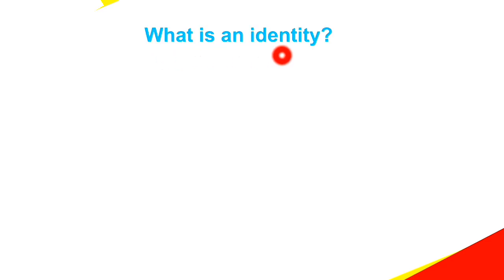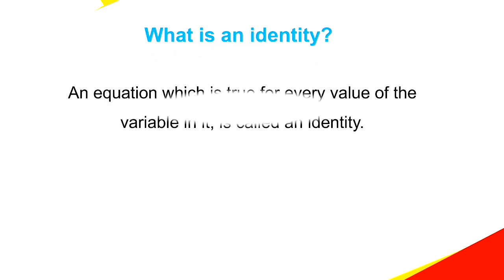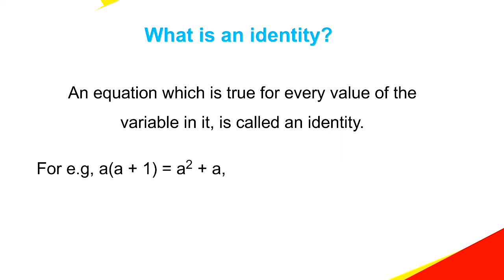What is an identity? An equation which is true for every value of the variable in it is called an identity. For example, a into a plus 1 is equals to a into a, what can we get? a square plus a into 1. What can we get? a.